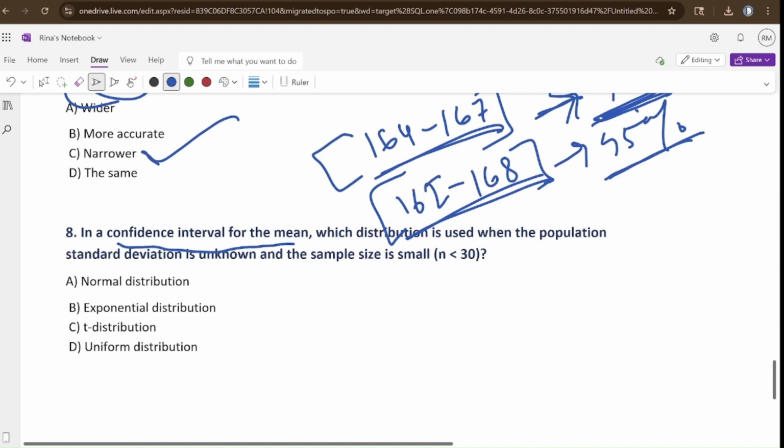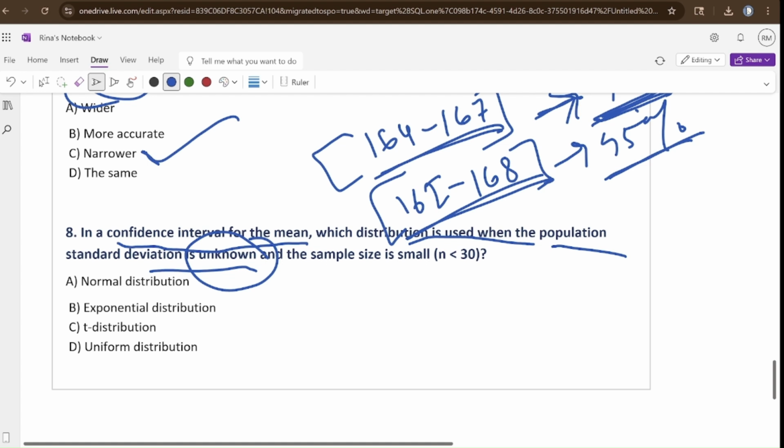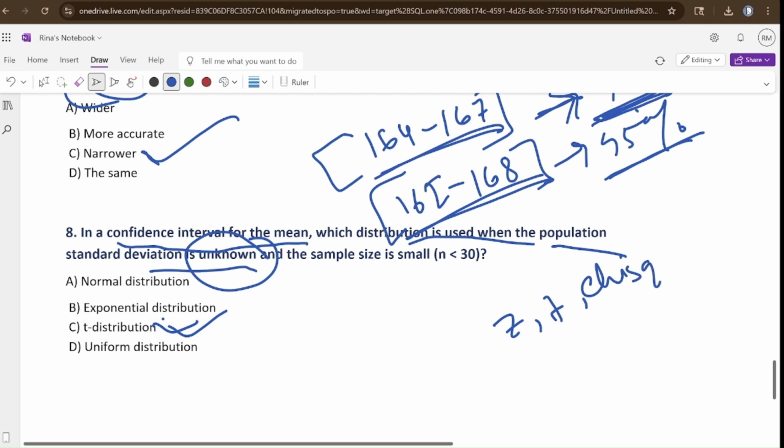In a confidence interval for the mean, which distribution is used when the population standard deviation is unknown? See, the same question asked in a different way. If the population standard deviation is not known, you have to use T distribution. This one we will understand later when we do many MCQs on Z, T, chi-square distribution.